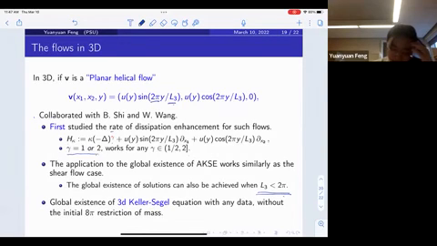Previously, Siming He and Jacob used the shear flow for the 3D Keller-Segel equation, and they proved that global existence can be obtained when the initial mass is less than 2 pi. But now, if we apply this planar helical flow, the 8 pi restriction on initial mass can be removed.